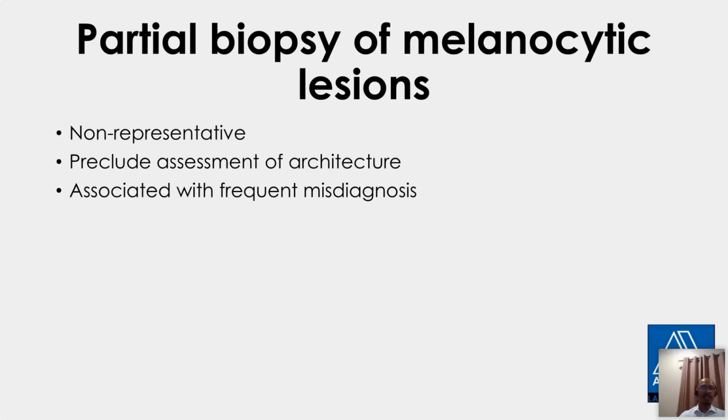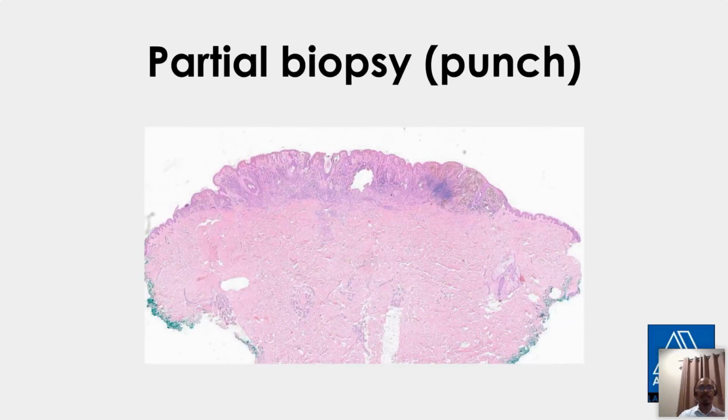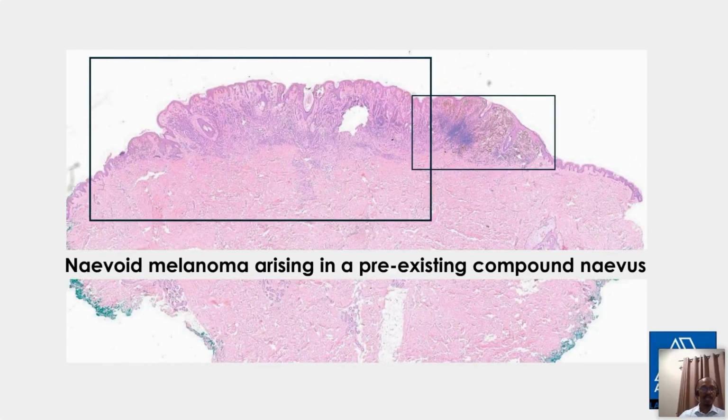The reason being that such biopsies are actually non-representative, and they preclude assessment of architecture, which is a very important parameter for us to assess. And because of this, there's an associated high frequency of misdiagnosis. And I will show you why. This is that same melanoma that I showed to you in the previous slides. As I mentioned, most of this lesion here is actually a benign nevus, and there's a melanoma arising in it.